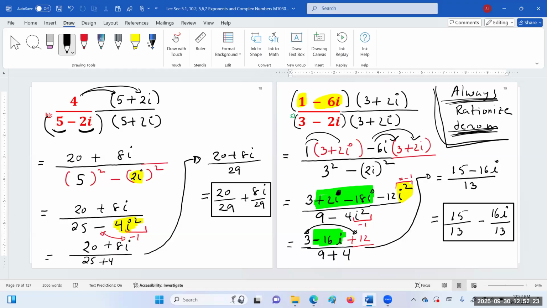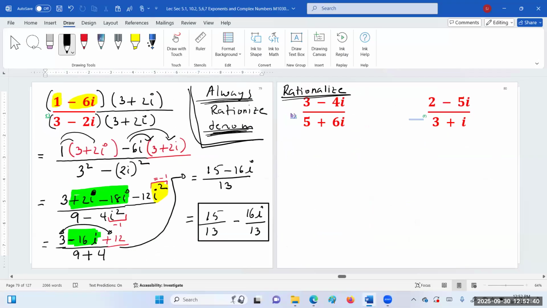Any questions? Any comments? Concerns? Complaints? From this section, there will be at least one dividing question in the final exam. In the final exam, there will be at least one rationalizing the denominator. So you try both of them. Try with your neighbors. Let me take your attendance.